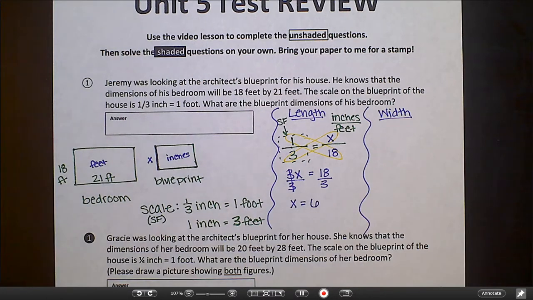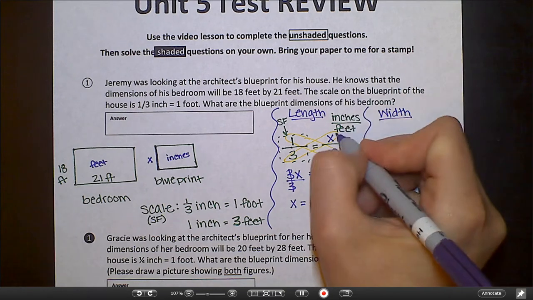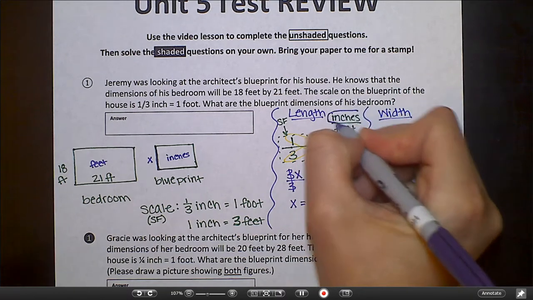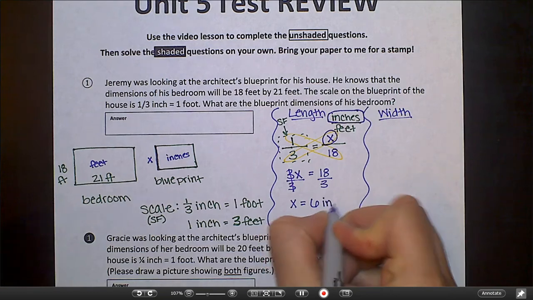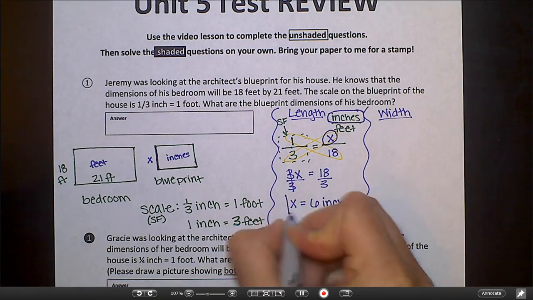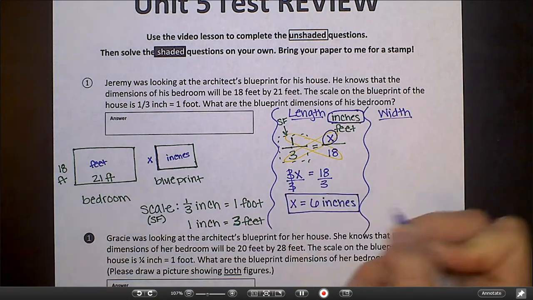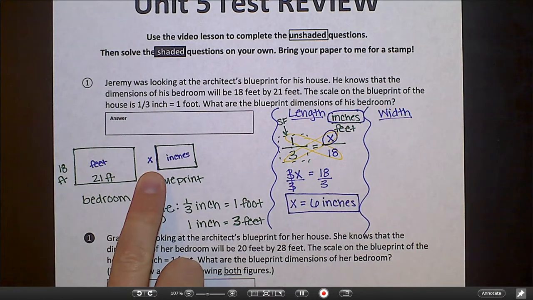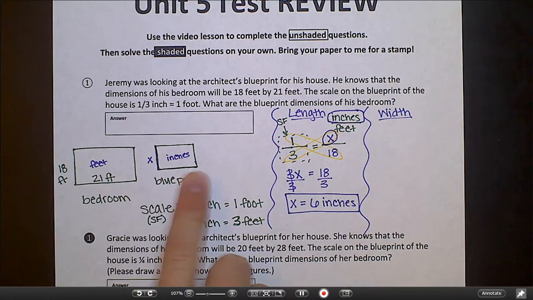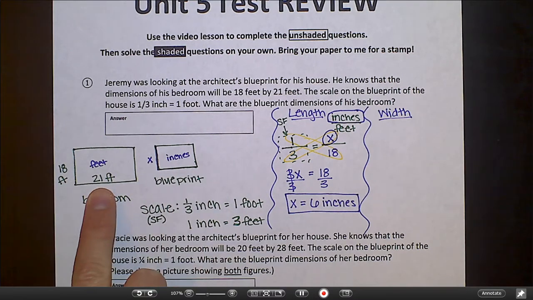Now hold up just a second. I need units. And so I need to look and see, am I looking for inches or feet? Well, X is on top and inches is on top. So that reminds me that my units are inches. So now I am halfway done with my problem. I have found this side. Now I need to find this side, or the side that corresponds to 21 feet on the blueprint.